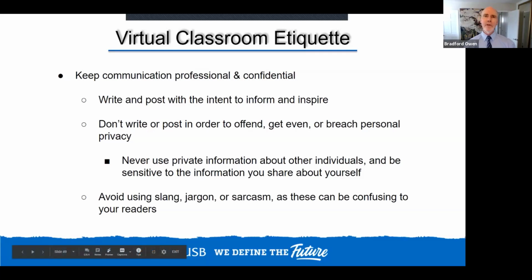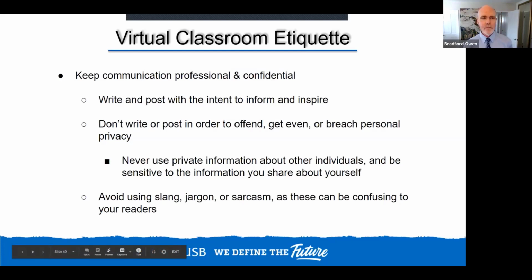And again, returning to the formality of discourse, you should avoid slang, jargon, and sarcasm, because these may confuse your audience and contribute to a lack of clarity in your communication. Sarcasm particularly may be subject to misinterpretation when it comes in writing alone. And anyway, sarcasm is not really appropriate for discourse in an academic course.